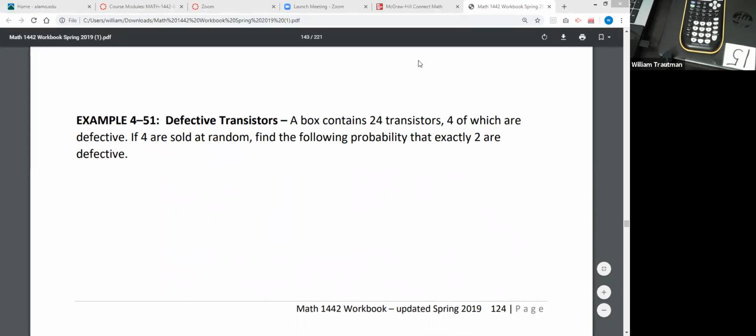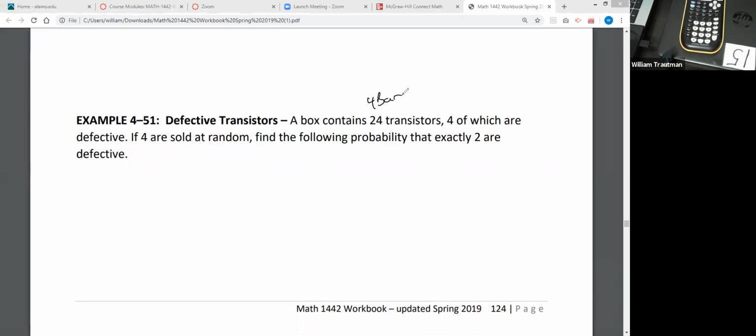A box contains 24 transistors, 4 of which are bad. If 4 are bad, that means 20 are good, because we have 24 transistors, 4 of which are defective. If 4 are sold at random, we're going to pick 4 at random. Find the probability that exactly 2 are defective.